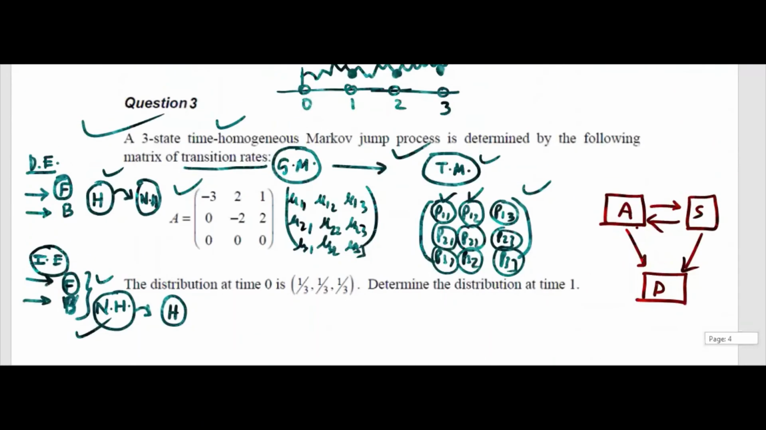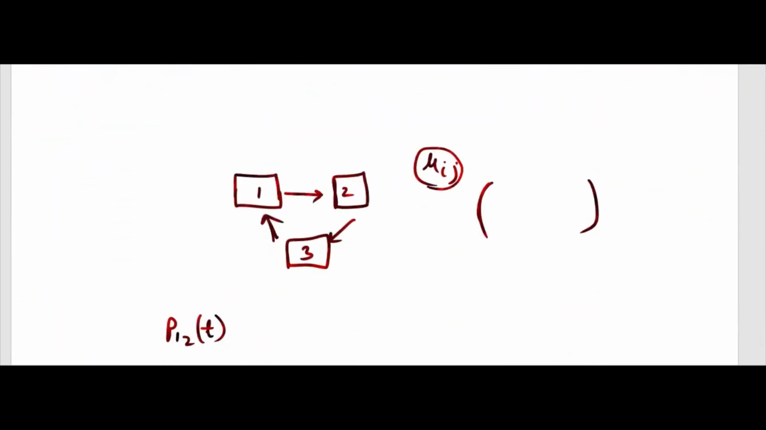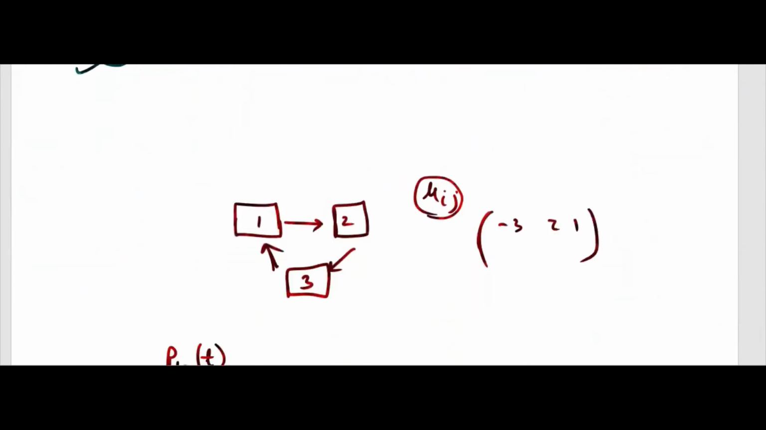Yeah, the matrix is minus 3 2 1, 0 minus 2 2, 0 0 0. These are the mu ij's given, and these we can always estimate. We can't estimate these Pij's in a continuous time setting. That's why we are studying Kolmogorov's forward and backward differential equations and integral equations. You can find the mu ij's from the sample, or you can make a survey also.